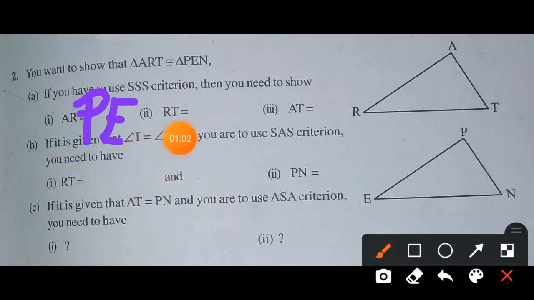Now RT equal to, this is RT side, and the corresponding side that is equal to RT, that is EN. So RT equal to what? That is EN.